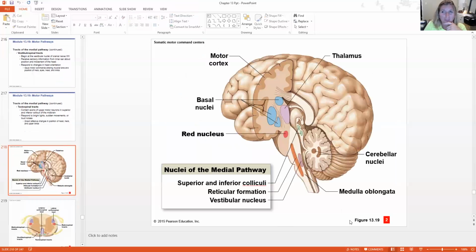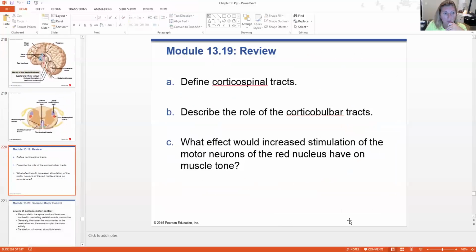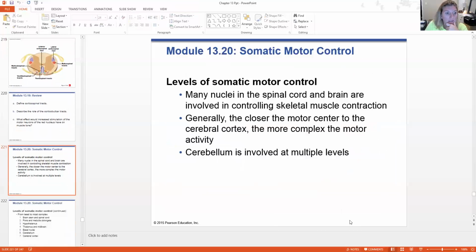So there you just see all the different nuclei. Again, nuclei is just the cell bodies of a particular tract or a particular nerve bundle in the brain. There's lots of them, and these are just some of the important ones. You can pause the video here, go back and review these 3 questions. Let's keep going with how somatic motor responses are controlled.